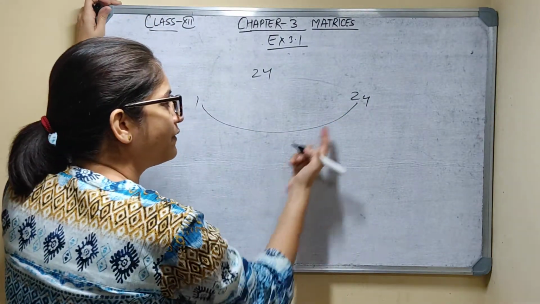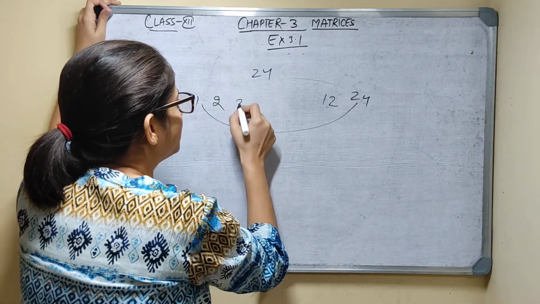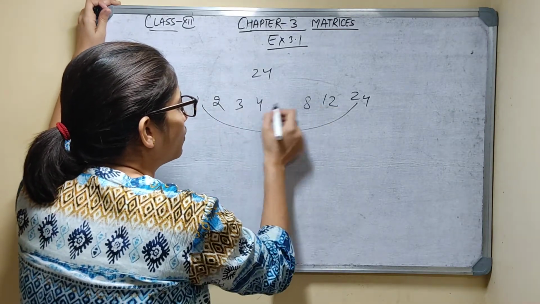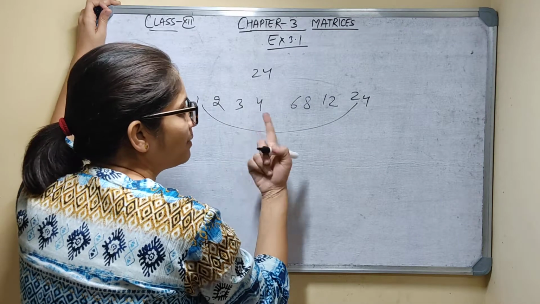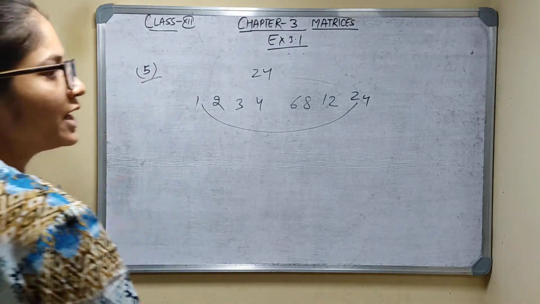1 24s are 24, 24 ones are 24. 2 twelves are 24. 3 eights are 24. 4 sixes are 24. 5 won't come. 6 fours are 24, so 4 6 is already written. So no need to write 6 and 4 again.